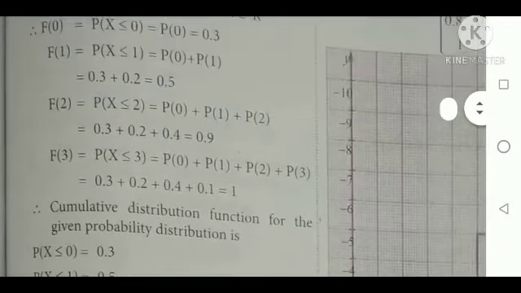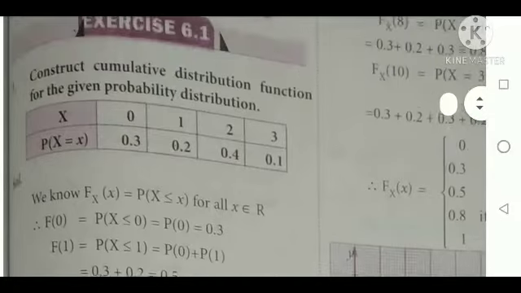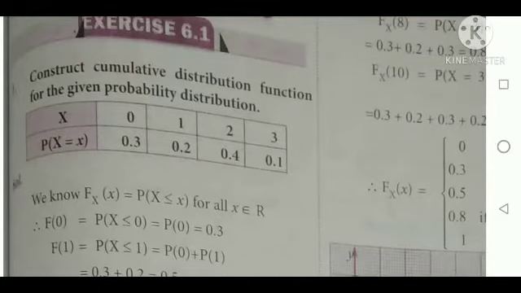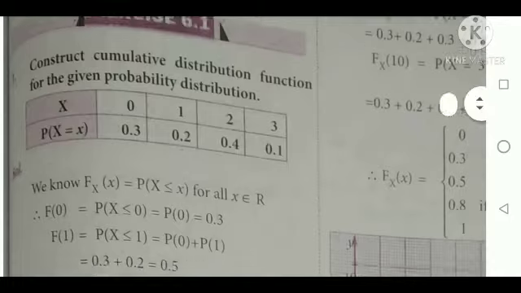So if they ask to find the cumulative distribution function, you have to add each and every term one by one. That is, F of 0 equals P of X less than or equal to 0, F of 1 equals P of X less than or equal to 1, and F of 2 equals P of X less than or equal to 2. Likewise, we have to find.